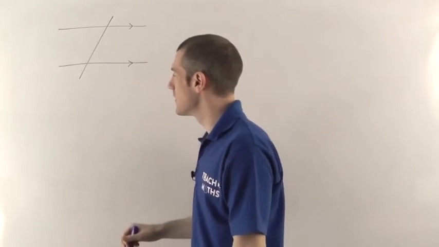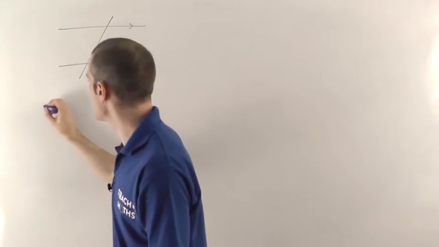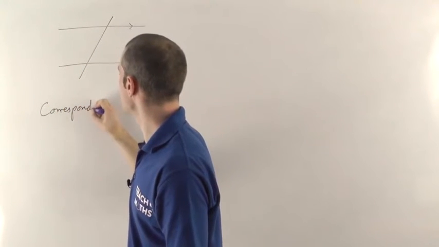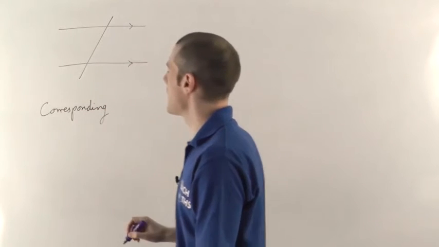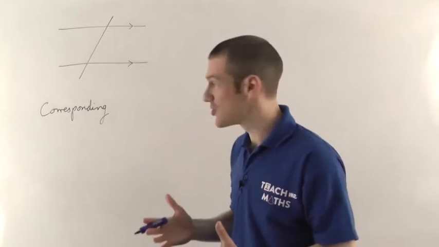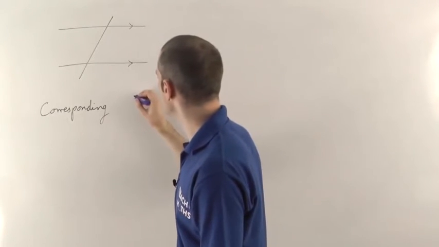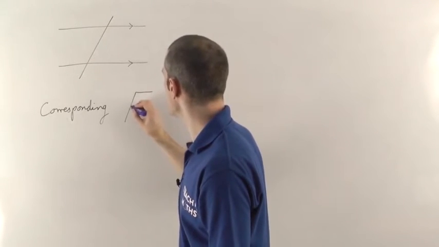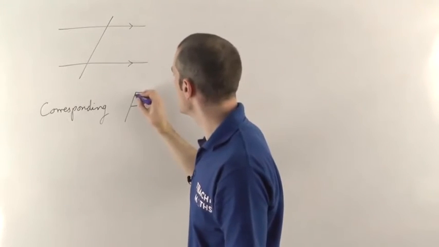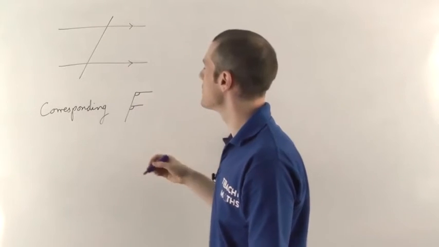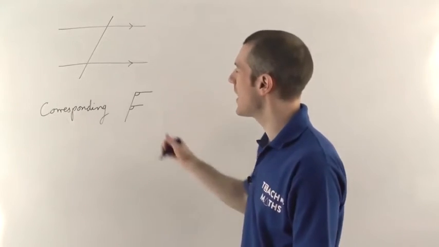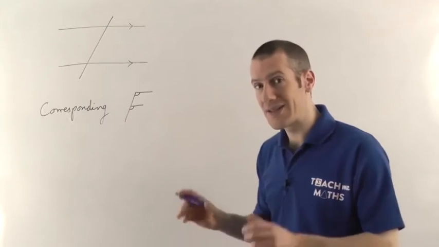So firstly then, you have what are called corresponding angles. And corresponding angles always make what I think of as an F shape. So if I draw an F shape like this, the 2 bars of the F are the parallel lines, and then the 2 angles that sit underneath those bars are said to be corresponding angles. And corresponding angles are always the same.